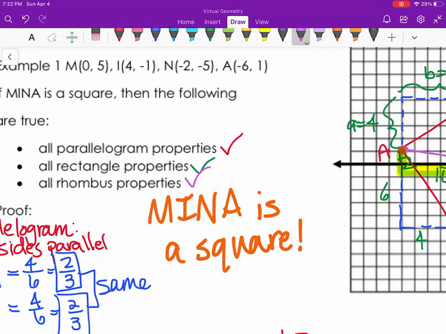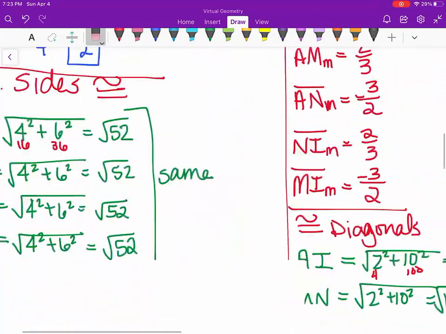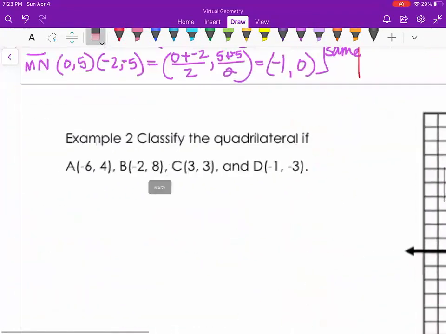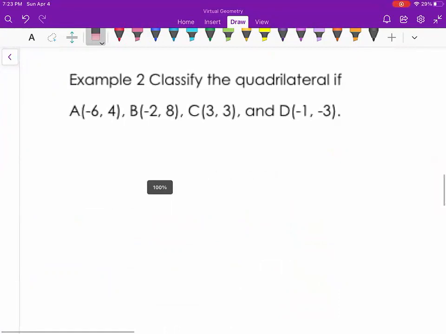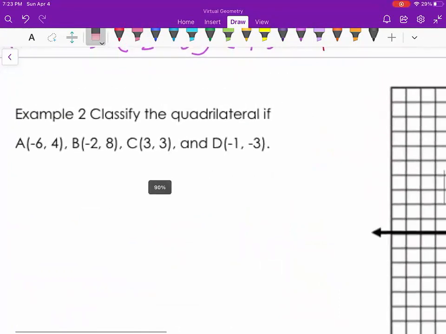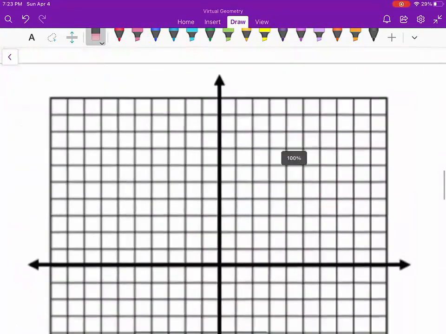Now, sometimes we can use these different formulas to prove what kind of shape you have, what kind of classification you can give it. So let's check out our next two examples. All right, example 2, classify the quadrilateral. So let's check this one out. I'm going to come over to my graph.